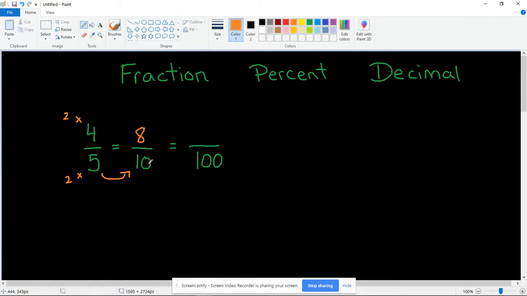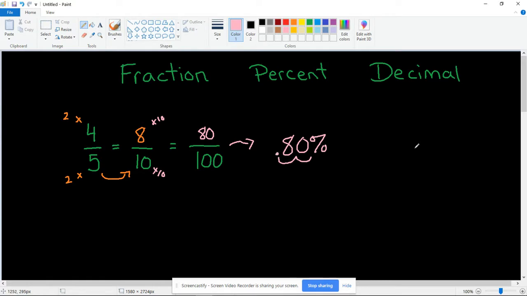Now if we look at the relationship between 10 and 100, let's change the color again here. We're going to 10 times 10 is 100. So just do that to the top, and you've got 80. So there's 4/5 as an equivalent fraction out of 100. Now, once you've done that, it's crazy easy to make it a percent. It's just 80%.